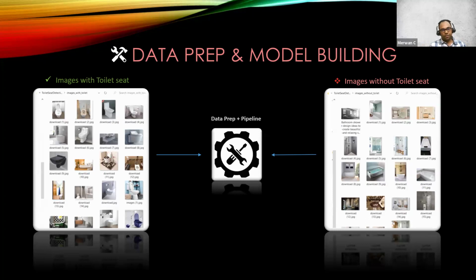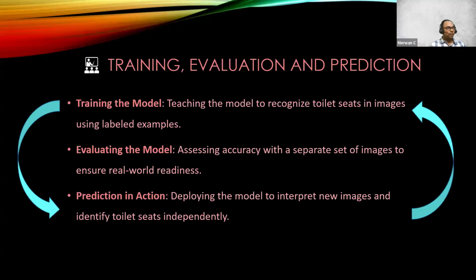And we train our model with the prepared data, teaching it to distinguish between images with and without toilet seats based on the patterns it observed. And as we reach the critical phase of our ML.NET, these are the stages of training, evaluation, and prediction. This is where our model truly comes to life.